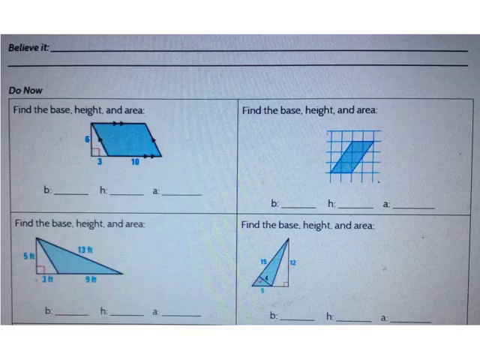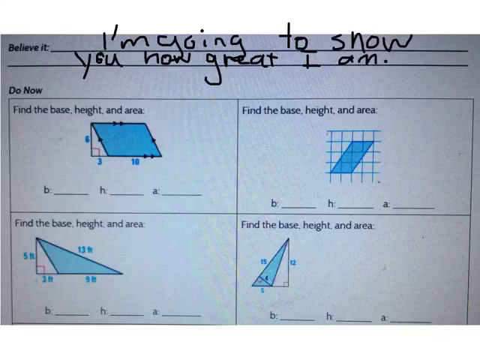First, I'm going to show you how great I am on the top of your paper. You're going to show how great you are today. Do great work. Now let's dive in.